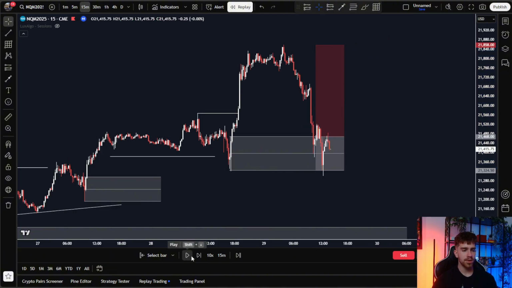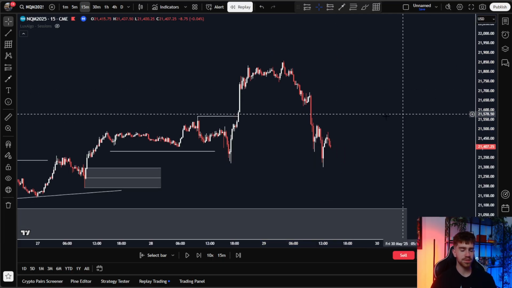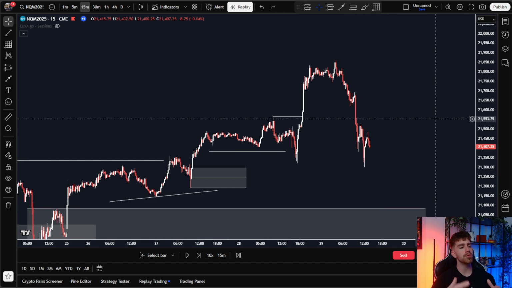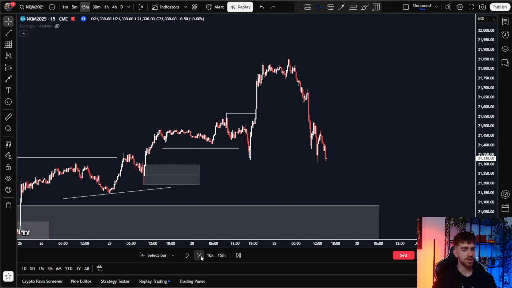We play this out, you get stopped out. Again, you think the strategy doesn't work. You think supply and demand is terrible. Maybe it's just you. Maybe you need to take a step back and actually view the market from a different angle. Number one gets stopped out. Number two is most likely going to get stopped out as well.